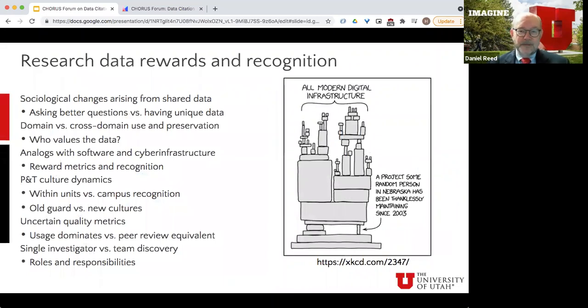I want to echo some of the comments that were just made, and I thought about this great XKCD cartoon because it captures sometimes the dependencies that are hidden, where shared data and infrastructure supports a wide range of activities but isn't necessarily acknowledged or recognized.